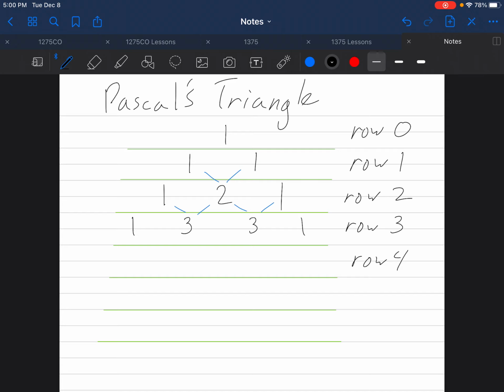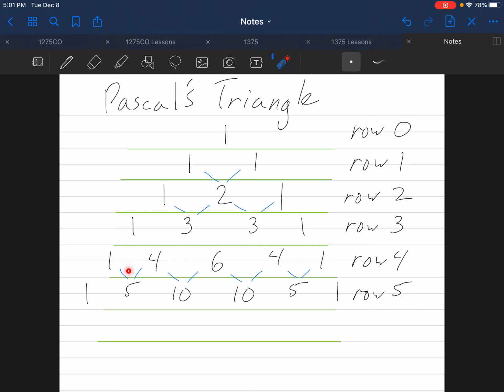Let's move down to row number 4. We're going to have a 1 on the edge. 1 plus 3 is 4. 3 plus 3 is 6. 3 plus 1 is 4. And finish that off with a 1. Let's move down to row 5. That's 1, 5, 10, 10, 5, and 1. From beginning to end, again, we are getting these numbers by adding the two numbers diagonally above each entry.